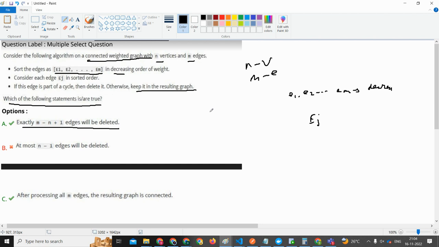What is it saying? Exactly, m minus n plus 1 edges will be deleted. Is that true? Okay, I don't know. You don't know.